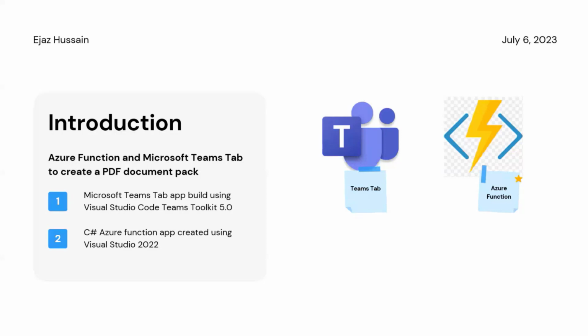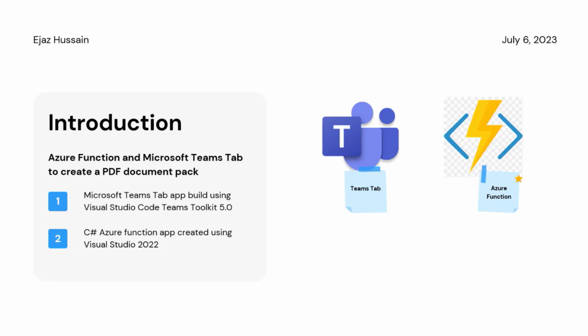You can upload different types of documents to the Microsoft Teams tab, and then they're all converted into PDF. And then at the end, it's going to merge them together to make one single document pack.